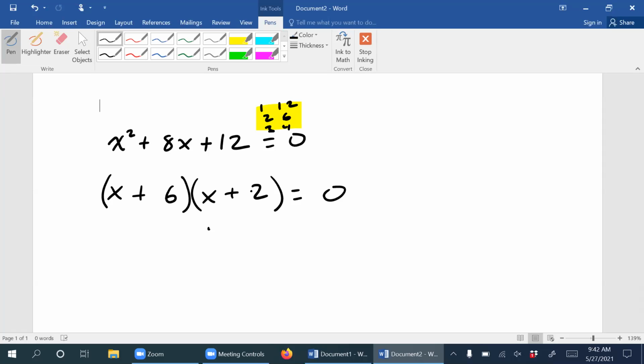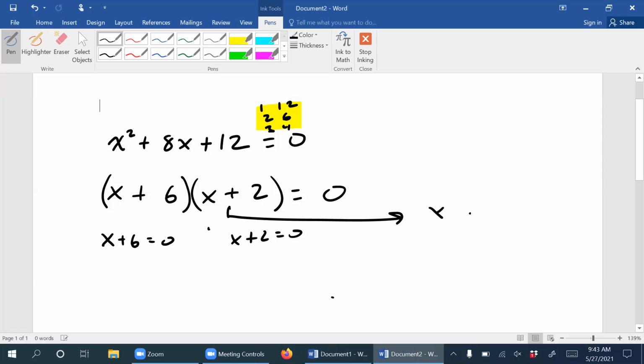From here, we can set them equal to 0. x plus 6 is equal to 0, and x plus 2 is equal to 0. From this step, you could automatically say, hey, x could be -2 and -6. That's how fast we want to be able to do it, but if not, fine, we can take our time.